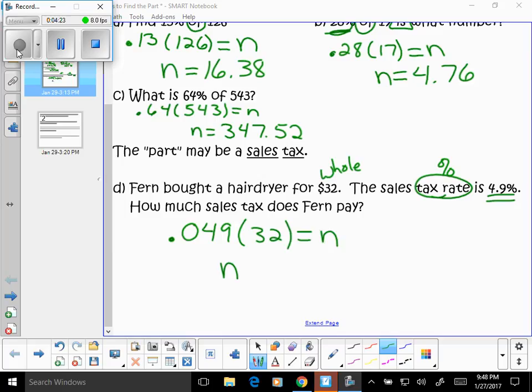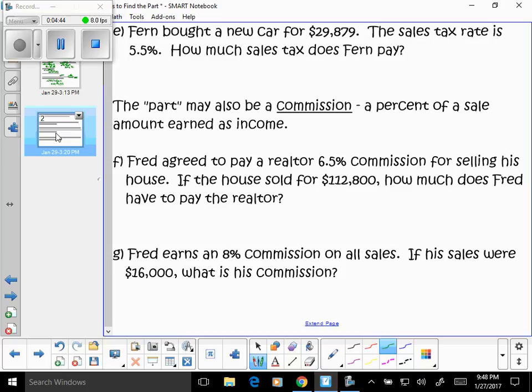Using that calculator, we may have to round off. Now remember, we're dealing with money, so we're going to have to round off to the nearest hundredth, because we work in dollars and cents. And it should round off to $1.57 for the sales tax. All right, example E is very similar to D, so hit pause and you work example E. Did you get example E right? I hope so. Now this amount would then be added to the $29,879 when you're going to buy a new car.